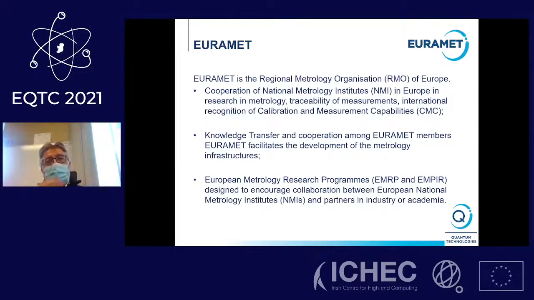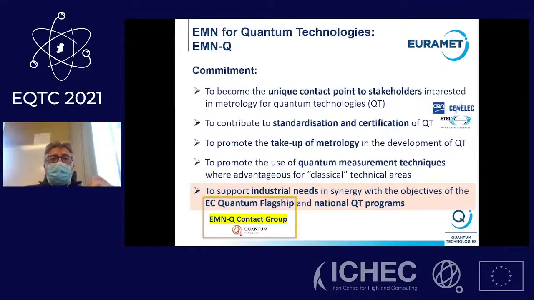All these things are developed under the premise of Euramet. Euramet is the regional metrology organization of Europe. Essentially, Euramet aims to promote the cooperation between national metrological institutions in Europe and to support the knowledge transfer. Furthermore, Euramet runs the European Metrology Research Program, under which most of the projects and the results that I showed you so far were carried out.